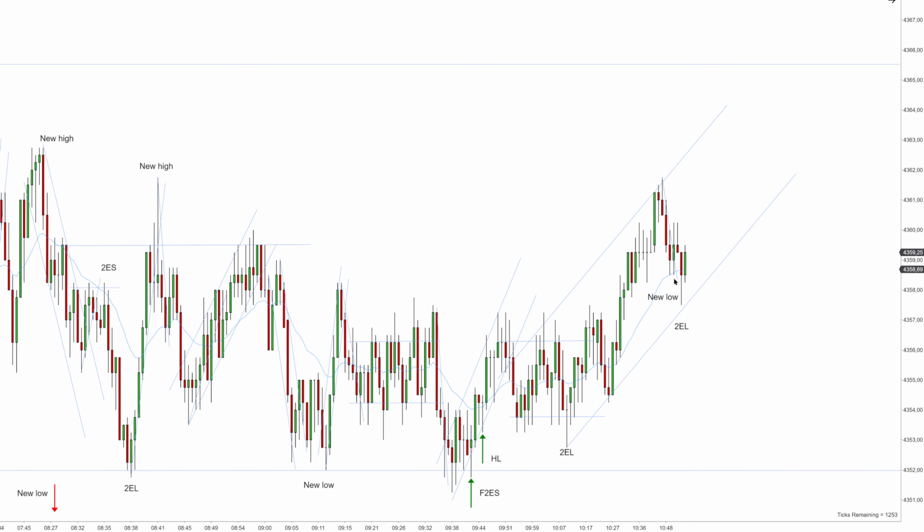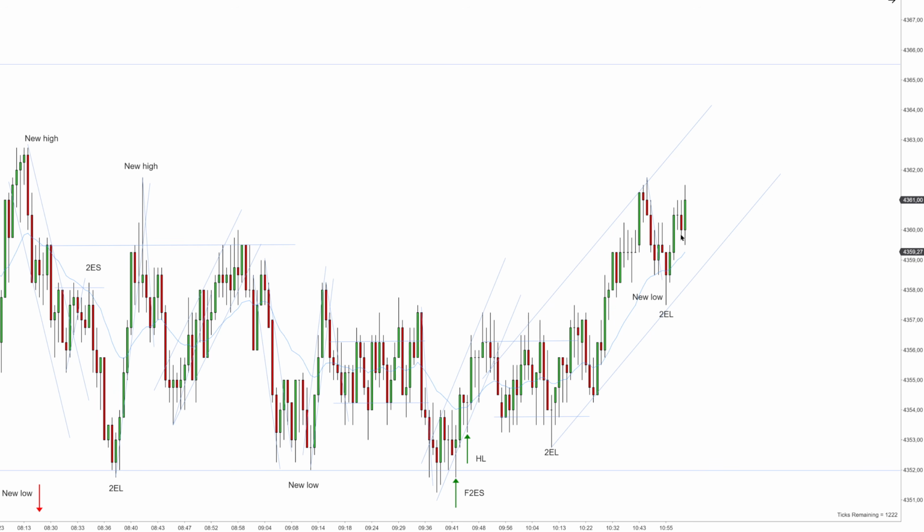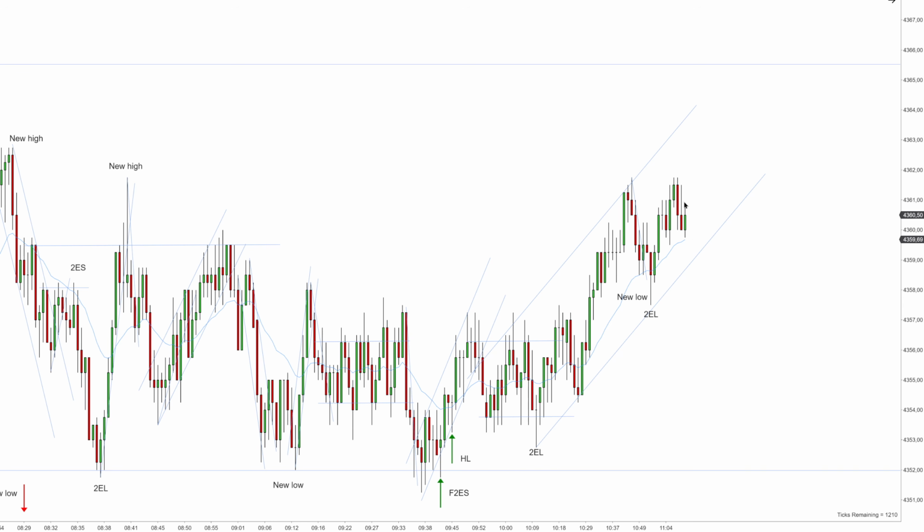But it's really ugly. If it wasn't for such a massive, horrible bar here, this would have been a great setup. But it definitely feels more aggressive. Let's see if we can get high low. And we can't get high low. It's too far from the EMA, too far up. We get a failed second entry short, but it's not fully at the EMA just yet.